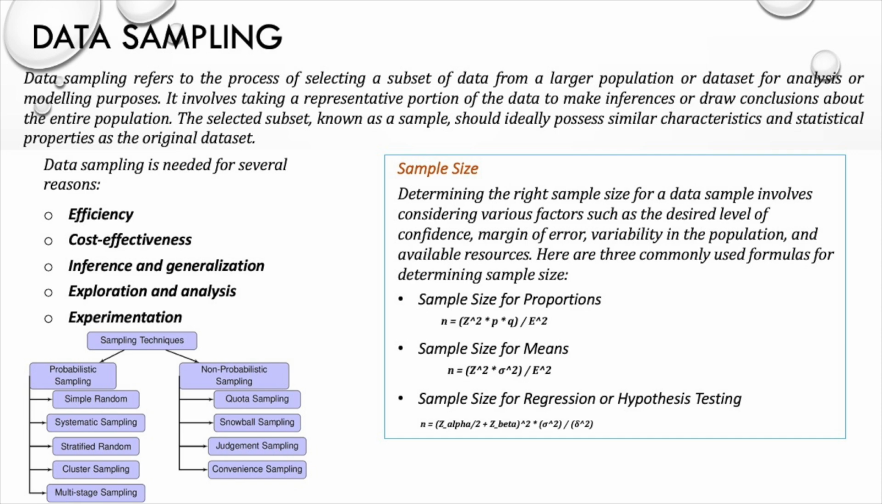These are just a few of the many sampling techniques available, and the choice of sampling method depends on the specific research objectives, available resources, and the characteristics of the population being studied. It is important to carefully consider the strengths, limitations, and potential biases associated with each sampling method to ensure the sample is representative and the analysis is reliable.